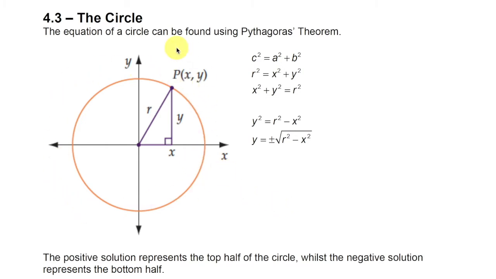Here we've got a circle. It's centered at the origin, so 0, 0. And I've got a position P on the circle that's defined as x, y. So that's just a position in the Cartesian plane.